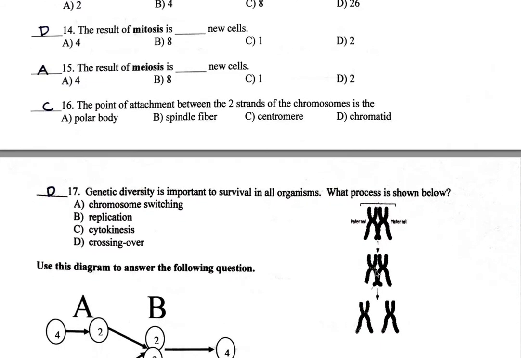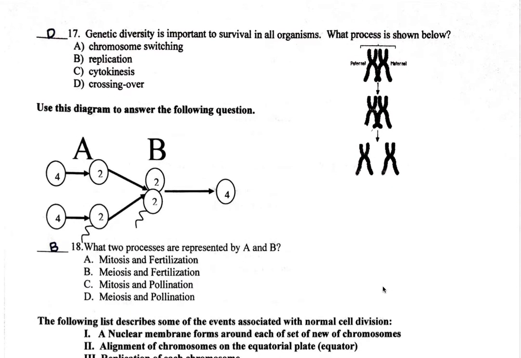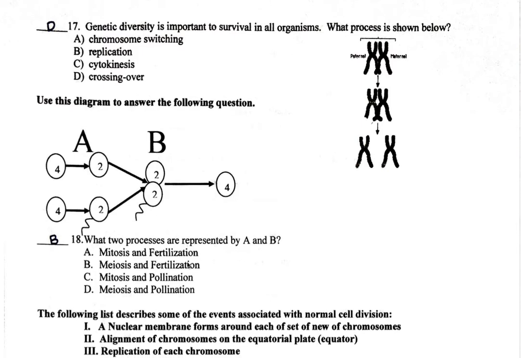17. What process is shown below? That's crossing over. Remember, when these guys hold hands before crossing over happens, that's called synapsis. Once they actually flip little sections of their chromosome, then that is called crossing over. This doesn't show it well, but it should show it on your own paper. Right? 18. What 2 processes are represented by A and B? Here I'm going from 4 chromosomes to 2, so from diploid to haploid, which means that is meiosis, and this represents a sperm. This is an egg. When they come together, that process is called fertilization. So it's B.